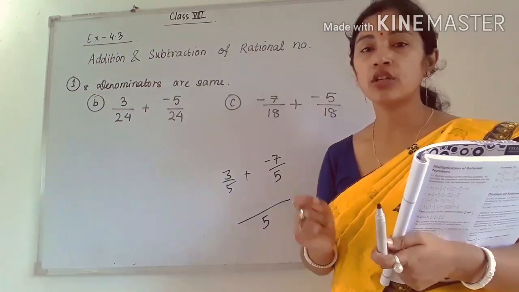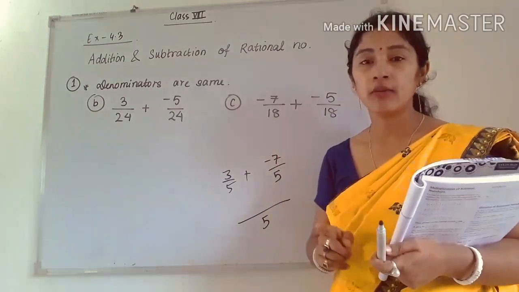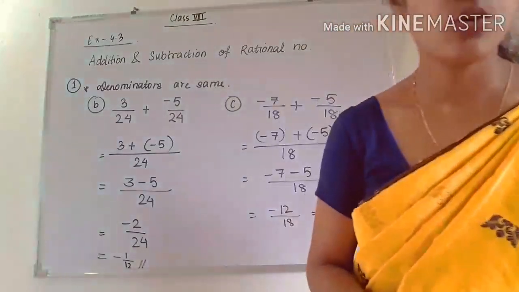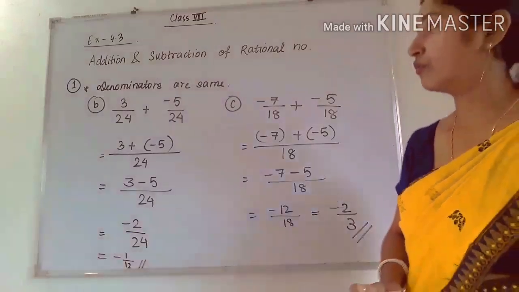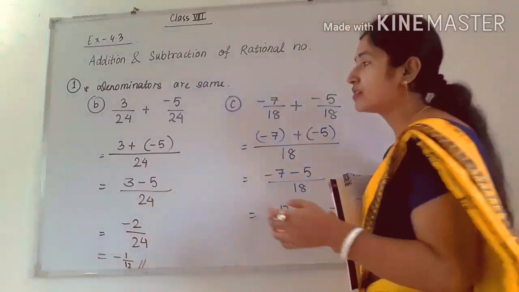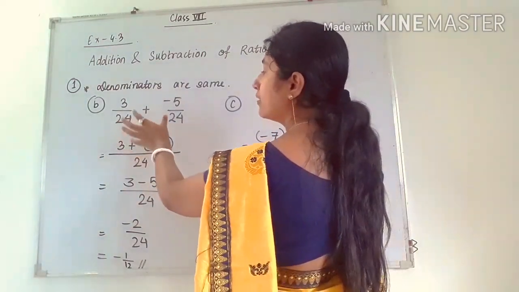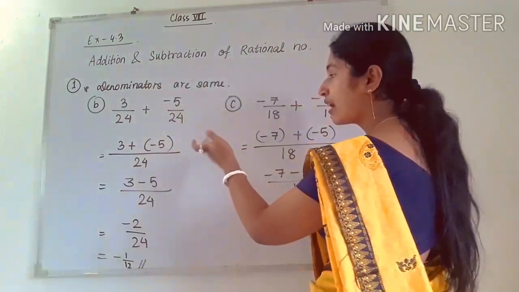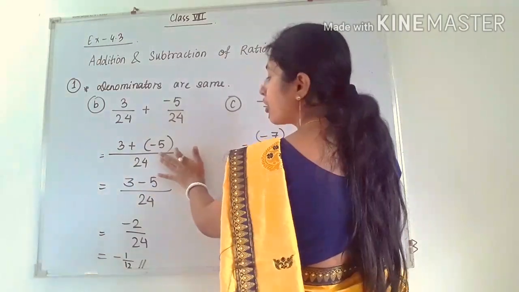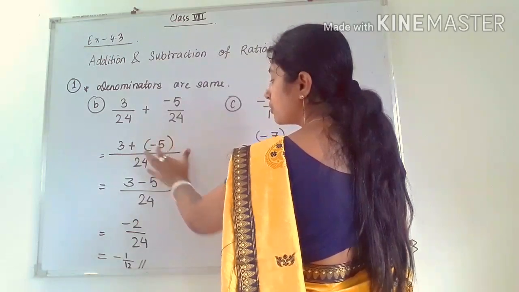Okay, so come to the first question, and in the first question the denominators are the same. Exercise 4.3, so let us do it. See the two questions which I have taken. First question is B. The denominators are the same, so we can write 24 as the LCM. After that, in the numerator, the numbers you can write as they are. So the numbers are 3 plus minus 5; we have to write it in brackets because there are two symbols.